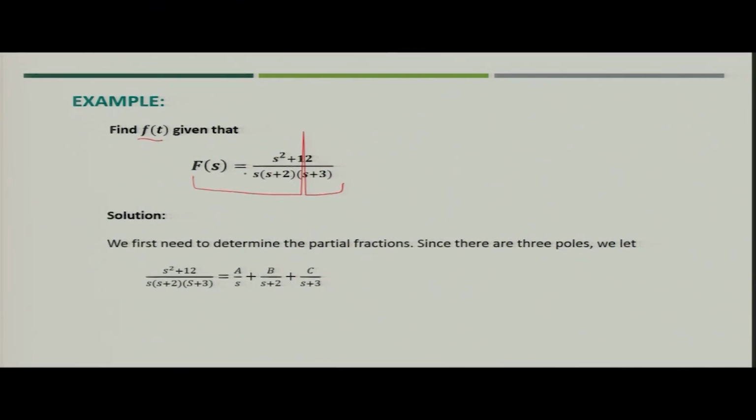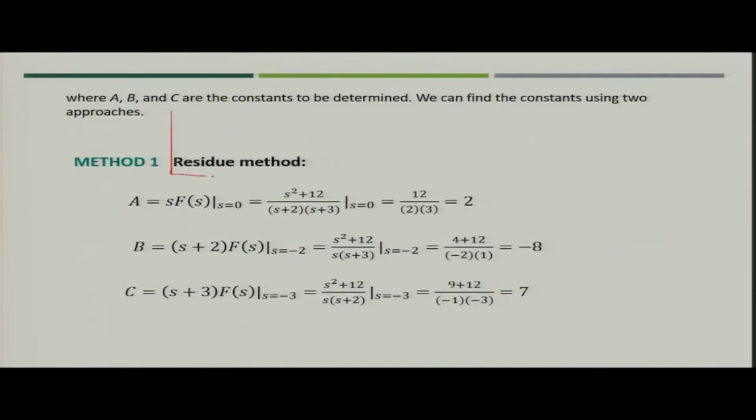So, here you can see in the denominator you can clearly distinguish all three poles, that is poles are at s = 0, at s = -2, at s = -3. So, this particular expression can be represented as A/s + B/(s + 2) + C/(s + 3). Now, next task is that you need to find out the value of the unknown constants, which are A, B, C. So, we can use the residue method which we discussed just now.